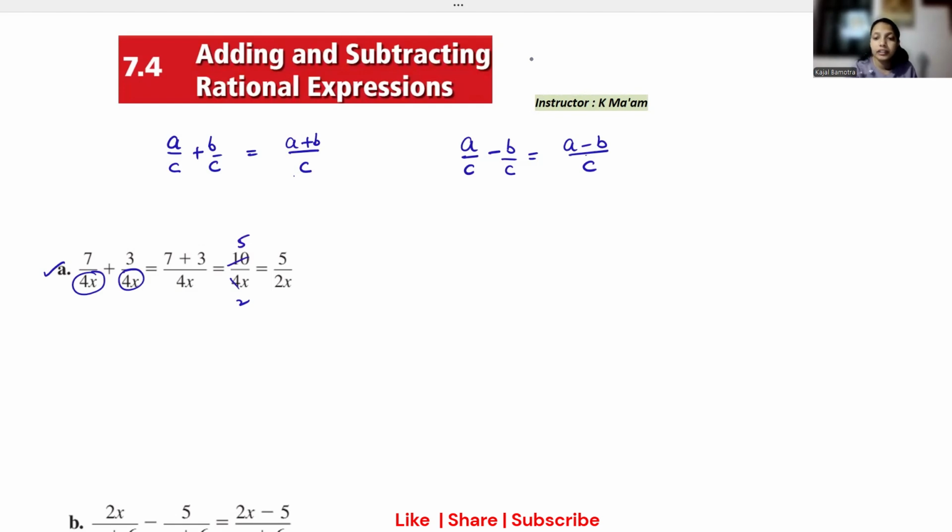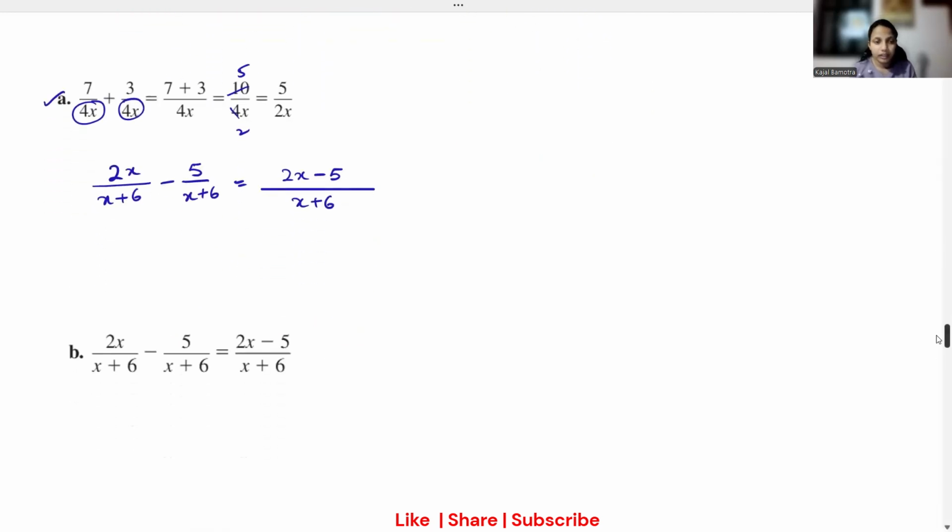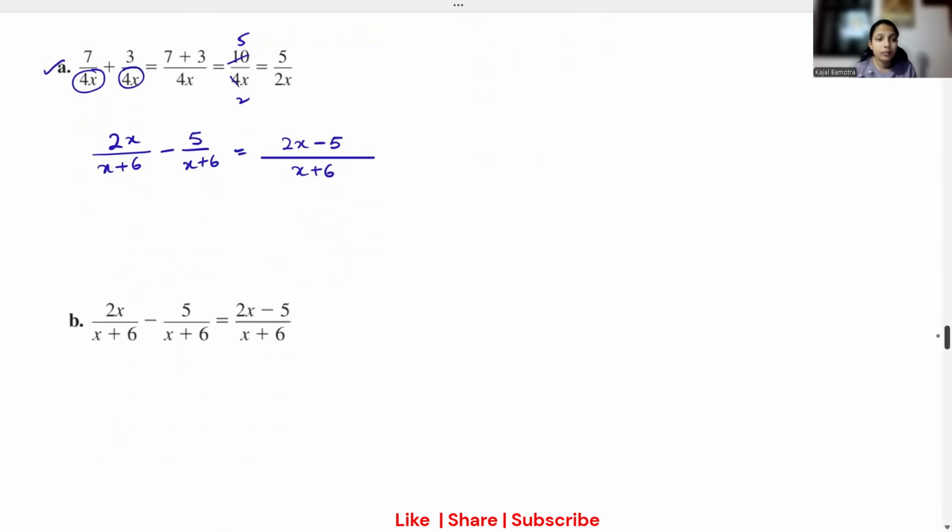Okay, if I take another example, 2x over x plus 6 minus 5 over x plus 6. Both have the same denominator, x plus 6, and the numerators combine to give 2x minus 5. We have done this subtraction already, so let's see another example.